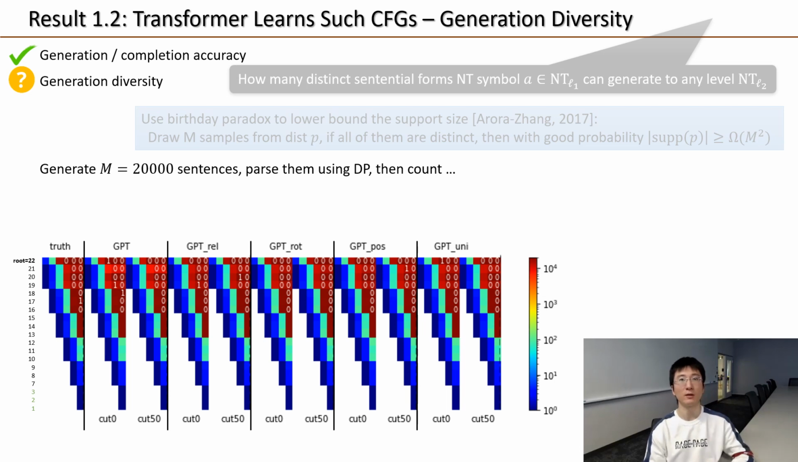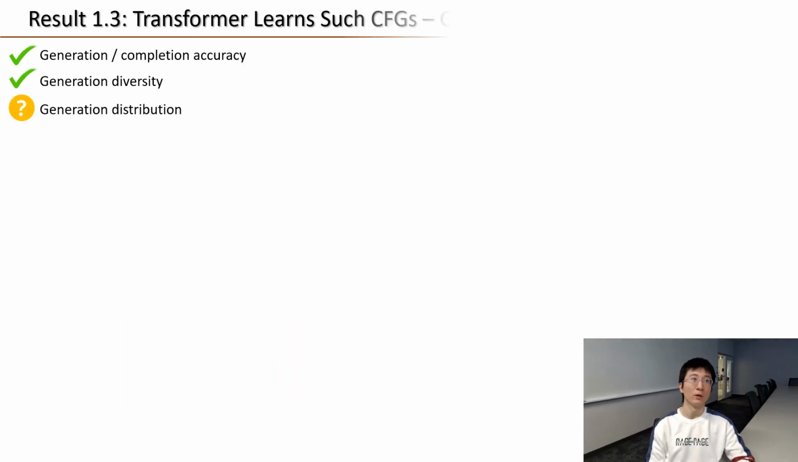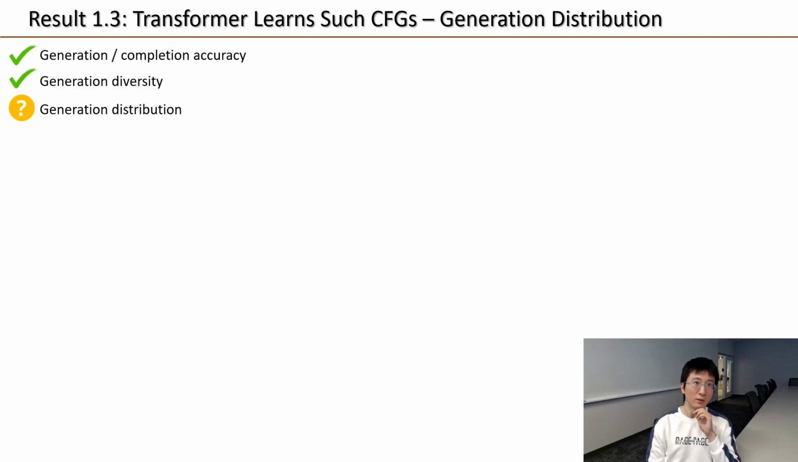So this is, I think, a more convincing argument that the output generated by the GPTs, by the language models, is very diverse, and diverse in the same way as the ground truth. So that completes the generation diversity part.